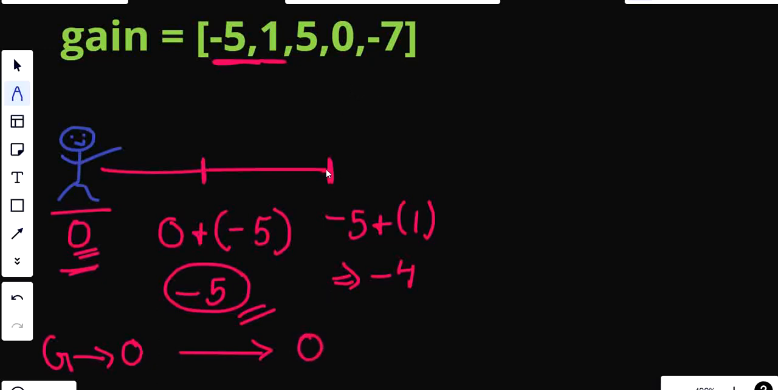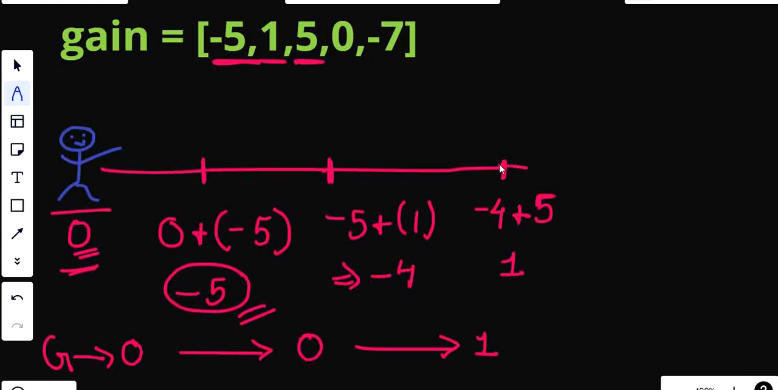So I will again move forward, and after traveling some distance, at this point I will again do the same thing. I will take the previous altitude, that is -4, I will add the current gain, that is 5, and the value will become 1. So now is there a need to update the greatest altitude? Yes, because 1 is greater than 0. So now our greatest altitude is updated and it has become 1.